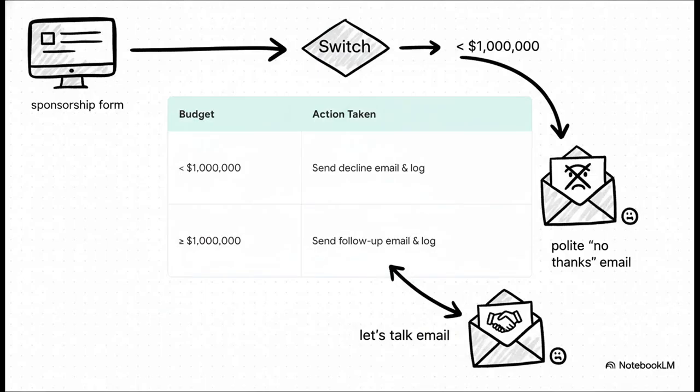And here's a perfect example of how that works. Imagine you have a sponsorship form on your website. You can use a logic node called a switch. It literally peeks inside the data coming from the form. Let's say it looks at the proposed budget, and then sends it down a different path. If the budget's less than $1 million, boom, it automatically sends a polite no thanks email. But if it's over $1 million, it sends a completely different let's definitely talk email. It's making a decision all by itself.